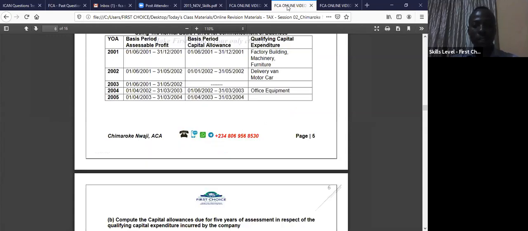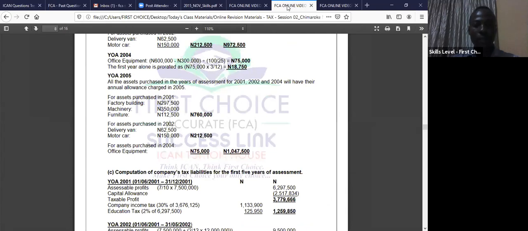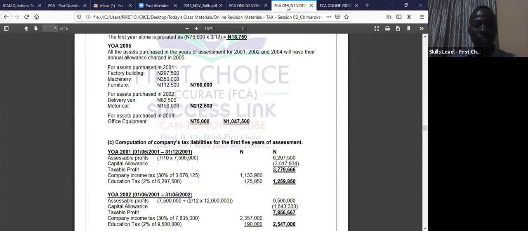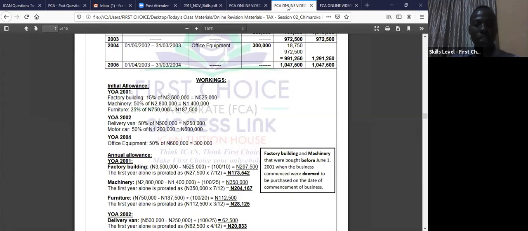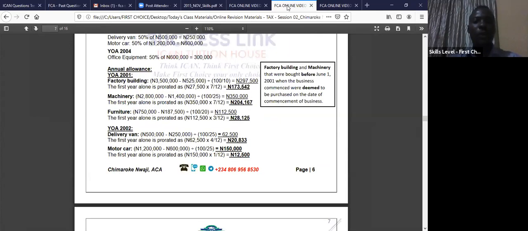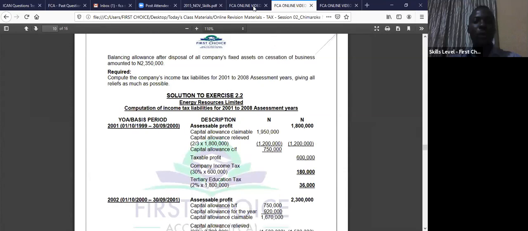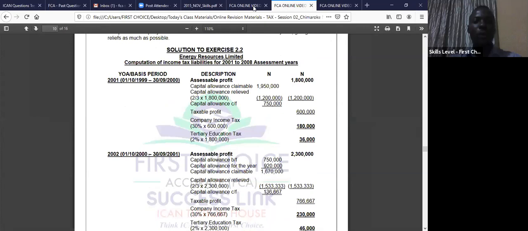Let me go back. So this is the second solution. All right. Now, in the year 2001, what happened? We are not interested in computing the capital allowance like this, because it has already been calculated and the capital allowance figures are given. So all we need to do is to follow what they give us.